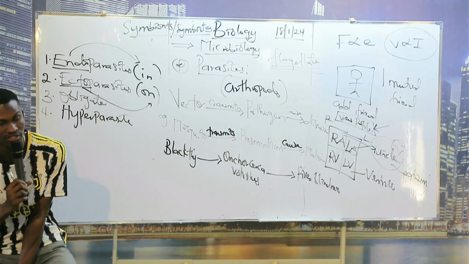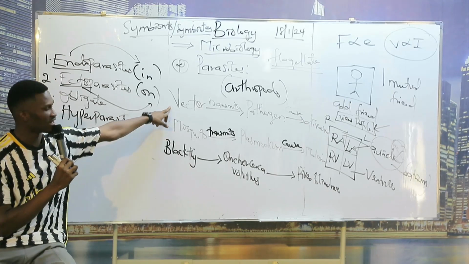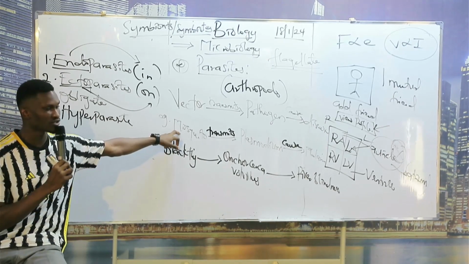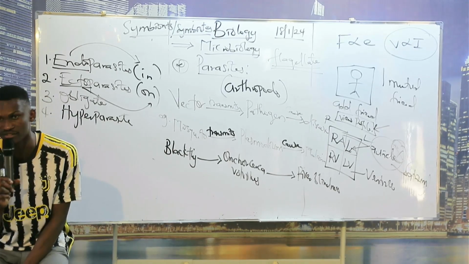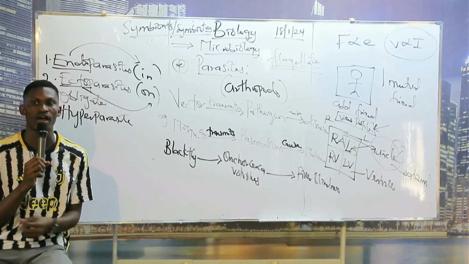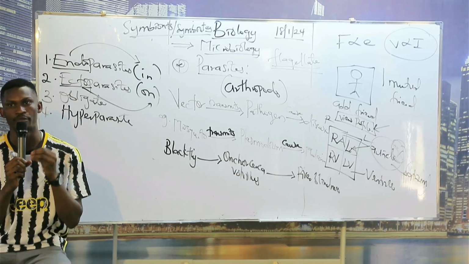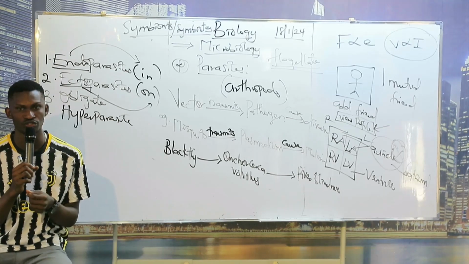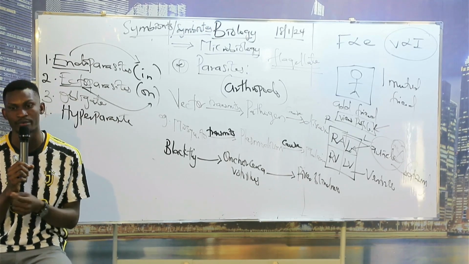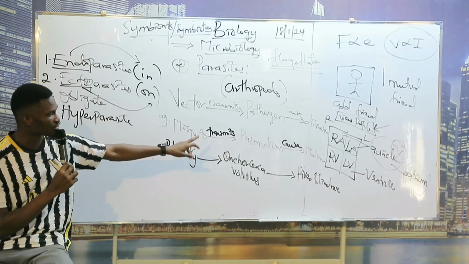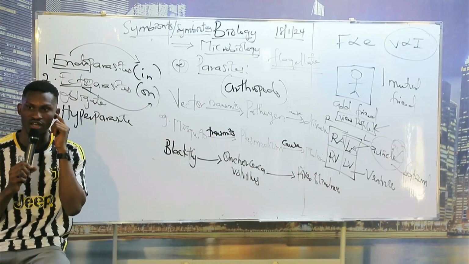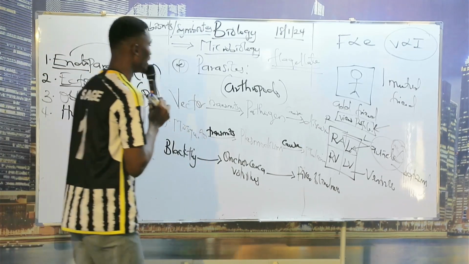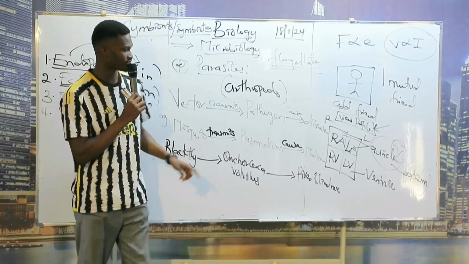Do we remember? So arthropods, actually, most of the time, they function as vectors. Example of arthropod is what? Mosquito. Insects. So mosquito actually carries a parasite called Plasmodium, or what we commonly call malaria parasites. This Plasmodium is what causes the disease called what? Malaria.